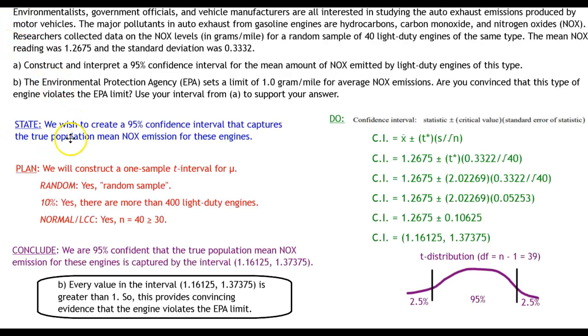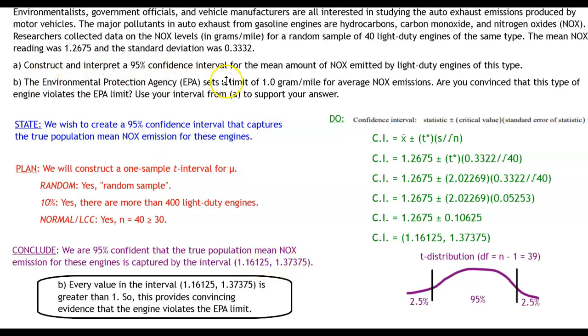All right, here's your answer. The state step tells us 95%, tells us confidence interval, true population mean, that parameter, and gives us the context. In plan, we met the random, 10%, and normal large counts conditions. And then in the do step, we use the confidence interval from the reference sheet. We substitute in all these numbers. Note that the t critical value was different here than the previous one because the distribution has a different number of degrees of freedom, 39 here rather than 35. And we found our confidence interval here. We wrote down the conclude step, including the percentage, the parameter, the context, and the interval.